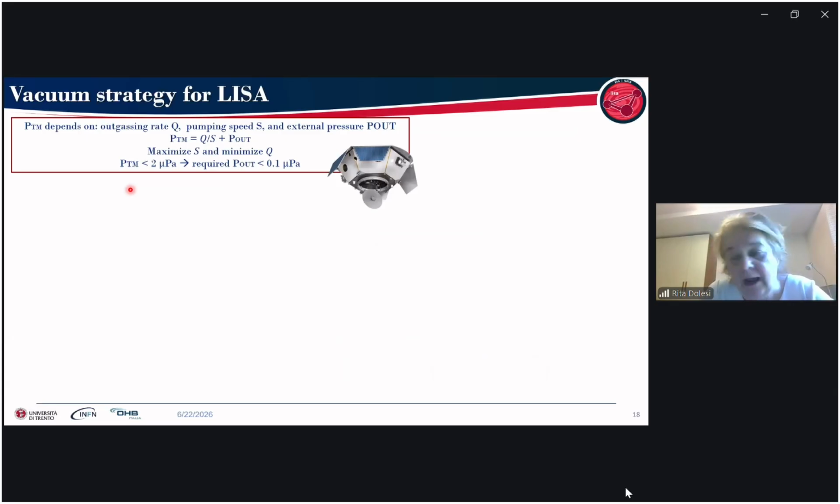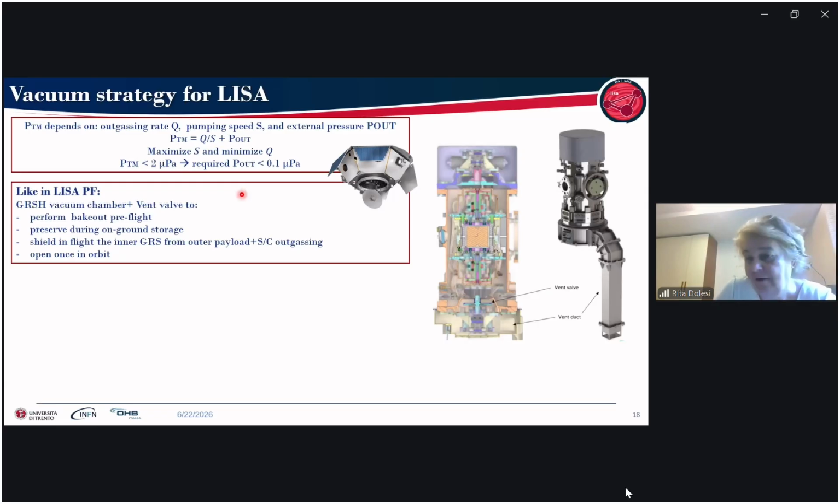The pressure depends on the outgassing rate that you have inside the vacuum chamber of the gravitational reference sensor, the pumping speed we are venting to space, and the external pressure that you have outside the spacecraft. This is the simple formula that suggests that you have to maximize, of course, the pumping speed, to minimize the outgassing rate and to guarantee that outside the spacecraft the pressure is low enough. Like in LISA Pathfinder, we have a vacuum chamber and a vent valve. These allow us to perform a bake-out on ground to preserve the vacuum during the on-ground storage, and also to avoid contamination.